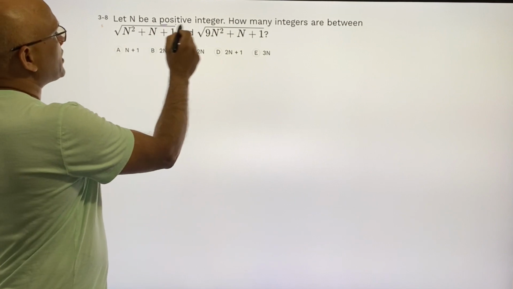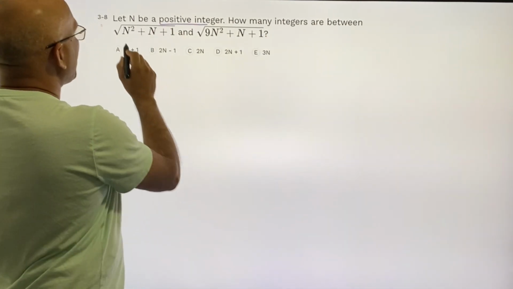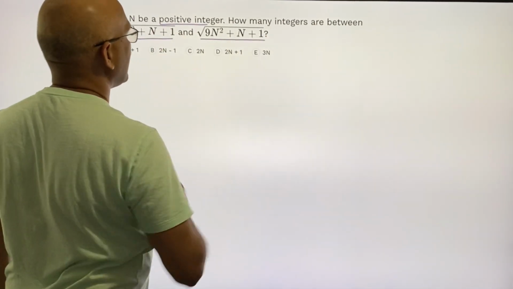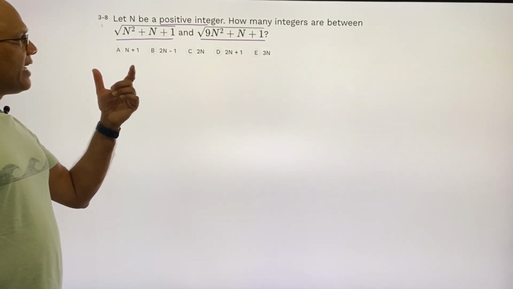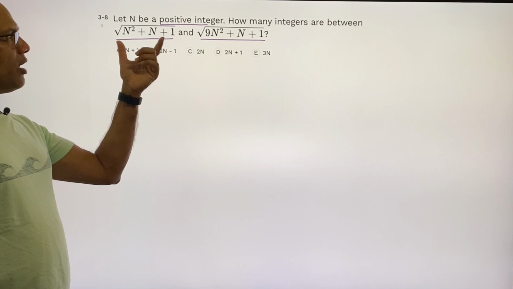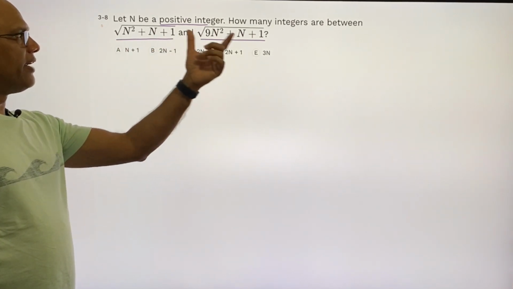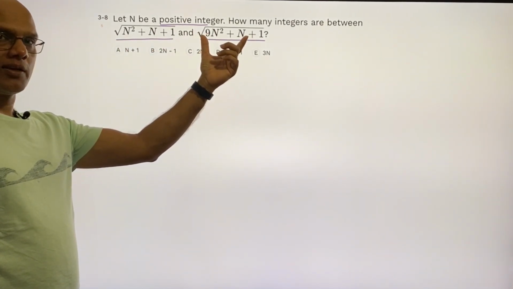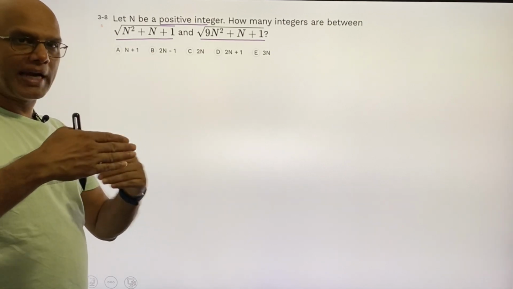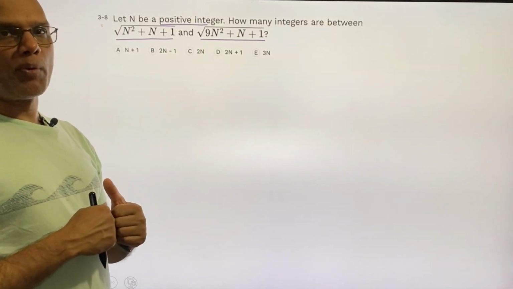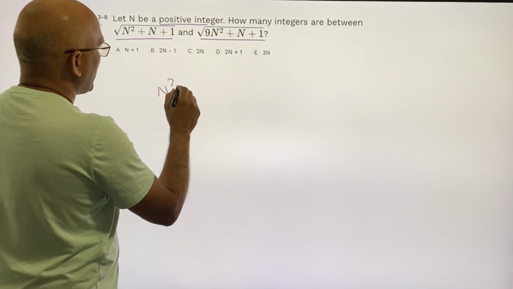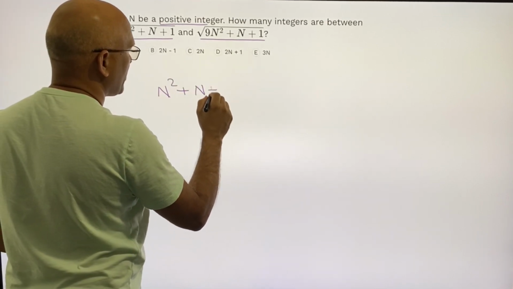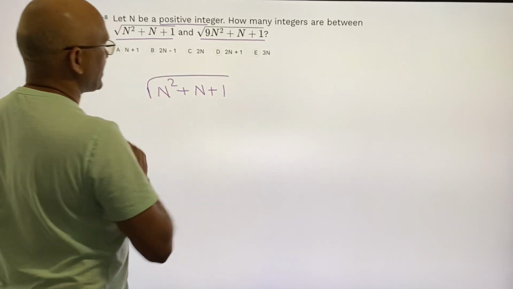Let n be a positive integer. How many integers are between this and this? Okay, if I can find integer bounds for this number and integer bounds for this one, it will be easier for me to count the number of integers. So let me write down n squared plus n plus 1 and the square root of that.